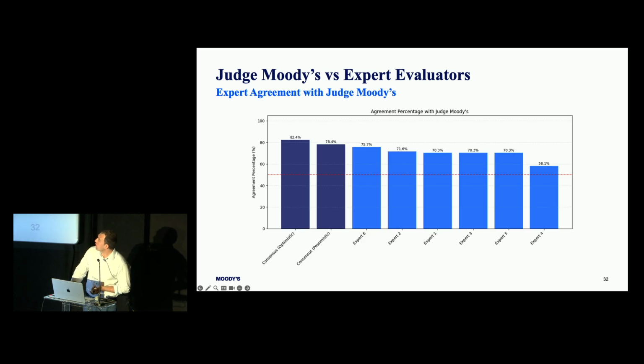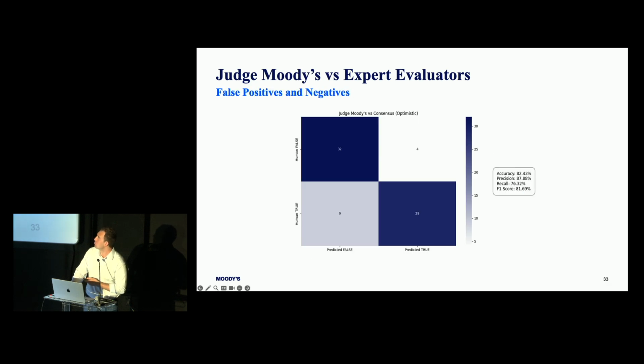The other thing that we can look at is another way of looking at the column: how does each rater agree with Judge Moody's. None of them really agree. They all agree 70-ish% of the time, which is interesting because I think at Doug's talk yesterday, the LLM raters were about 70%. But the majority generally agree with Judge Moody's.